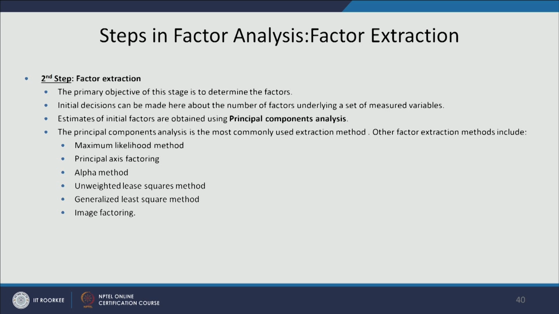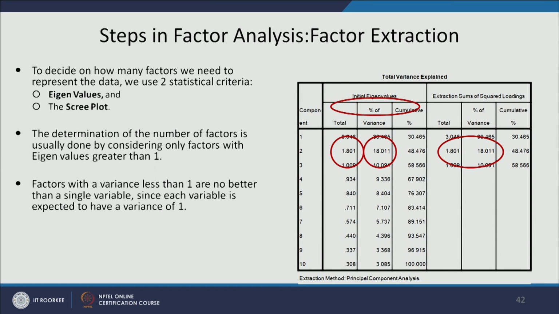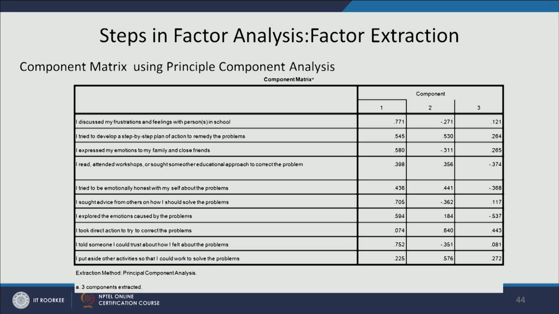So, third is the factor rotation and extraction, which I have explained. Then we explained the variance. This is how you understand the variance. There are 10 variables, 3 factors emerged, and these 3 factors explain 58.56 percent. And you can also find this out through a graphical method, which I explained.